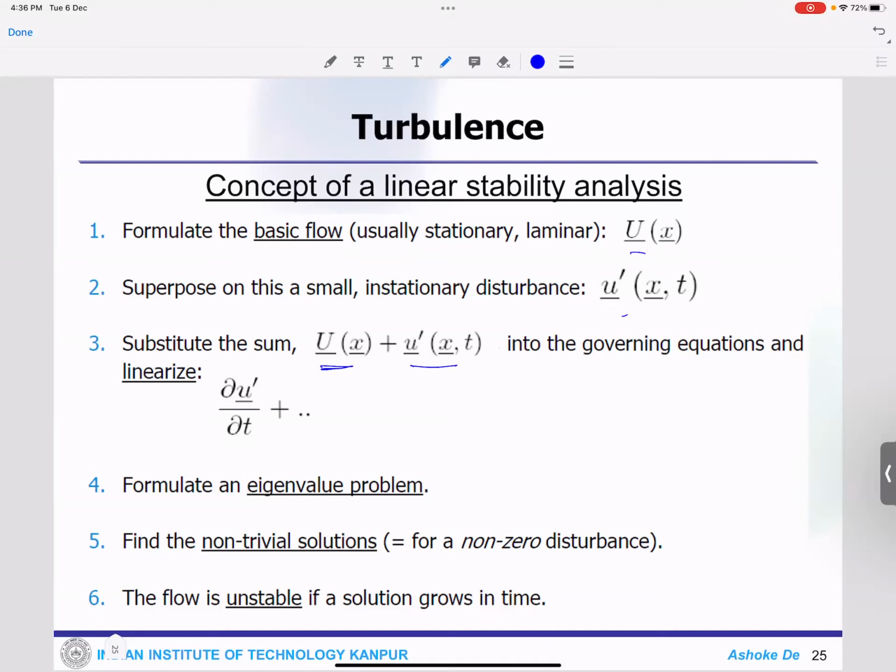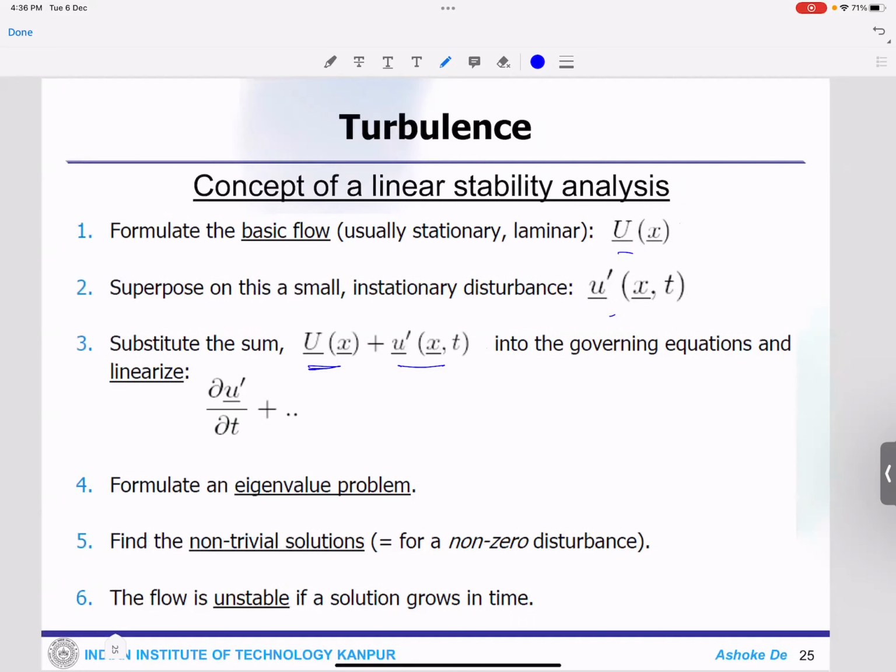When you linearize the system, this gives you a linearized equation, or essentially it turns out to be an eigenvalue problem that you solve. Then we try to find the non-trivial solution. What you try to see is whether the flow is unstable, if the solution grows in time. If not, then the flow is stable. So that is how the linear stability analysis works.